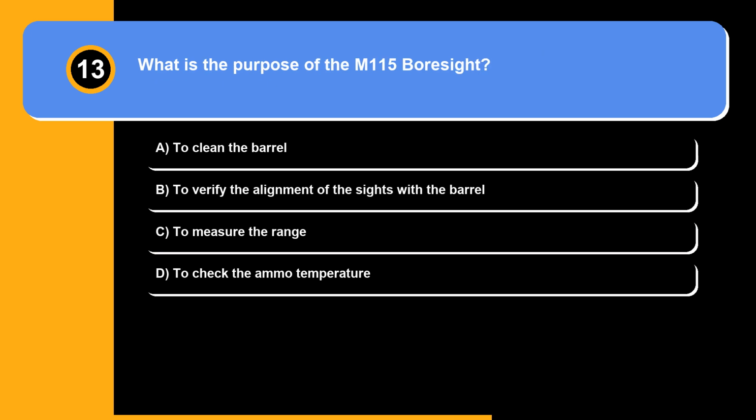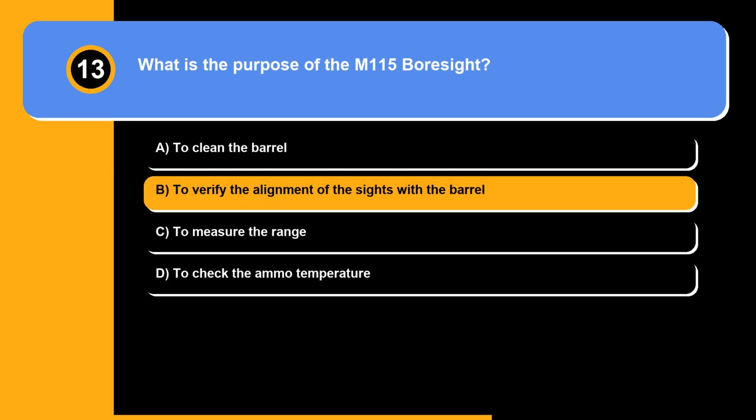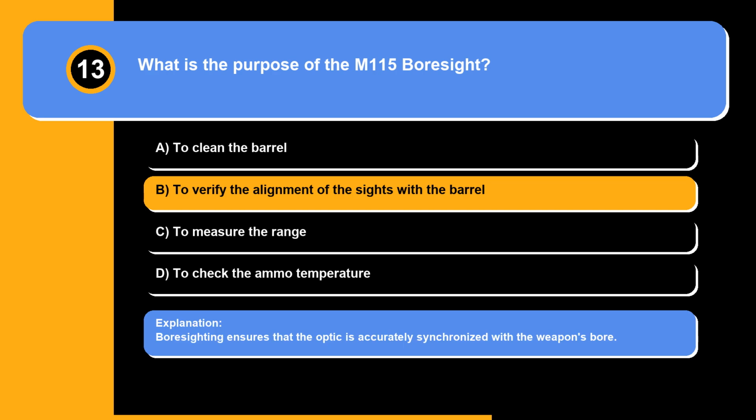Question 13. What is the purpose of the M115 bore sight? A. To clean the barrel. B. To verify the alignment of the sights with the barrel. C. To measure the range. Or D. To check the ammo temperature. The correct answer is B. To verify the alignment of the sights with the barrel. Bore sighting ensures that the optic is accurately synchronized with the weapon's bore.